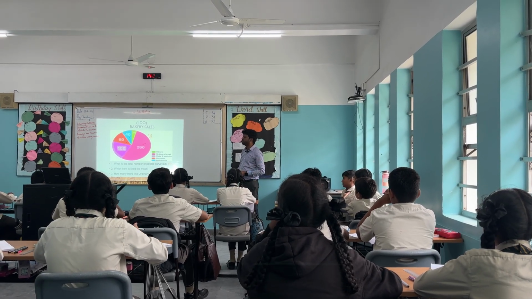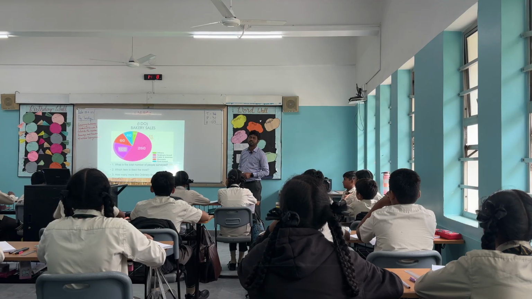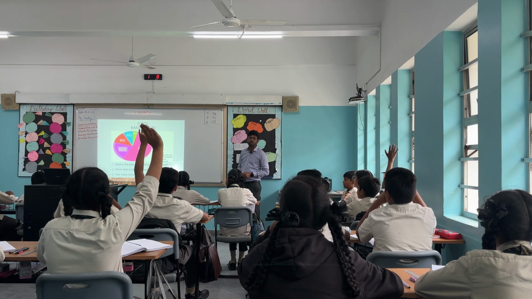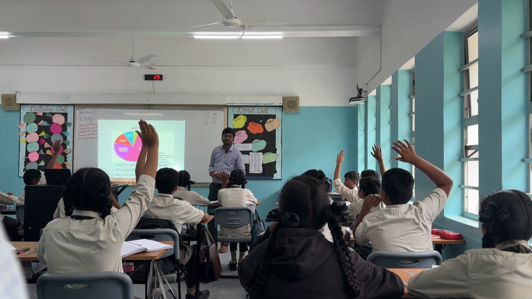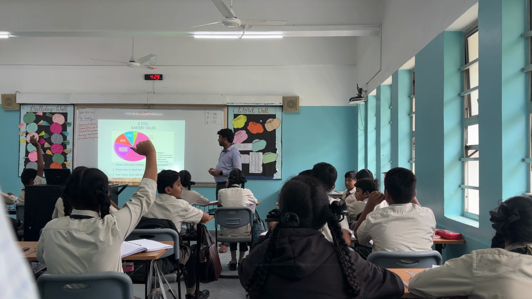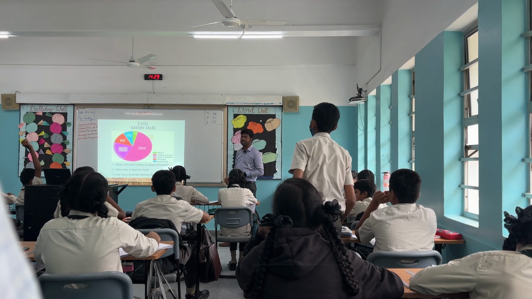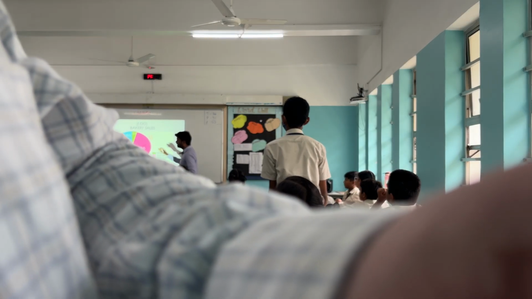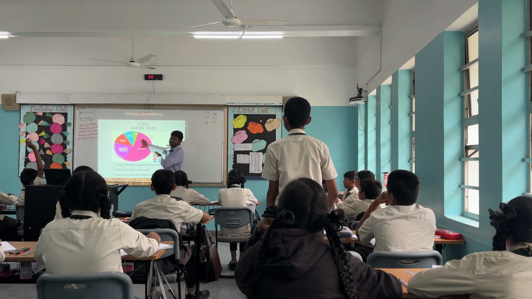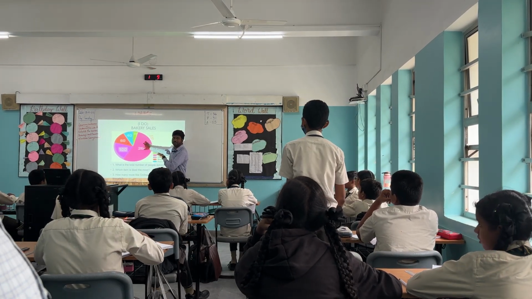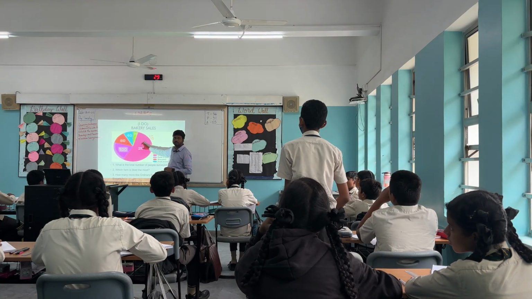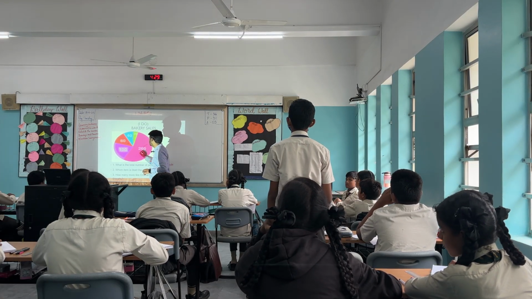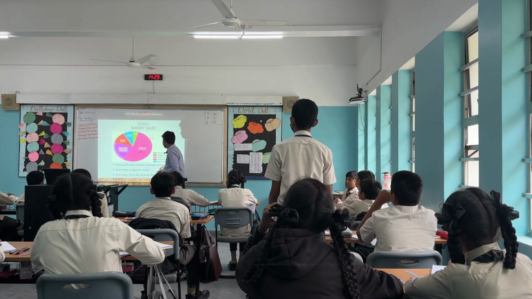Then the next one. Which item is liked the most? Ordinary bread. The division itself says that it covers a lot of space in this pie graph, so this was liked by most of the people. So this is ordinary bread.